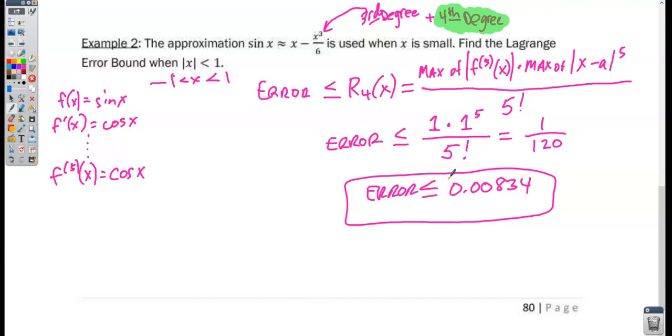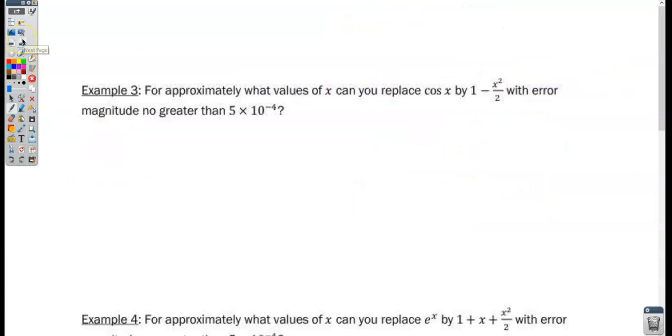All right. On to the next page, example 3. For approximately what values of x can you replace cosine of x by 1 minus x squared over 2 with error magnitude no greater than 5 times 10 to the negative fourth? Again, this looks like the second degree approximation, but since there are missing terms, this is both the second degree and the third degree. So we're finding a third degree remainder.